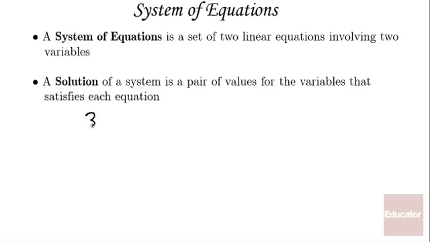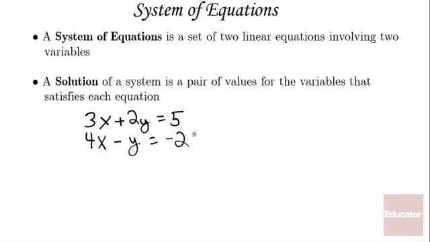For example, 3x plus 2y equals 5, taken together with the equation 4x minus y equals -2, is considered a system of equations. A solution for a system is a pair of values for the variables that satisfies each equation. So a solution for this system of equations would be a value for x and a value for y that would work for each equation.